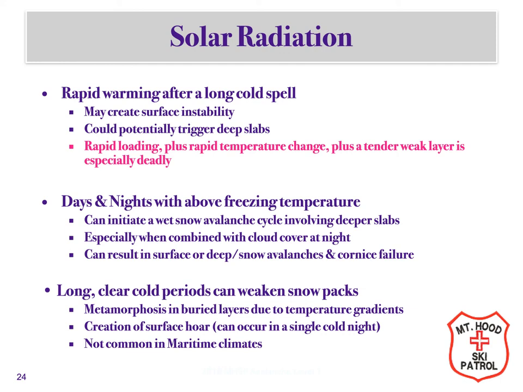In the event days and nights are warm enough that refreezing does not occur, solar radiation can trigger a wet slush avalanche or even trigger a slab avalanche by weakening a deep buried layer. In the event of prolonged periods of clear, cold nights, solar radiation can create temperature gradients that weaken the snowpack. More on this in Abby 2.